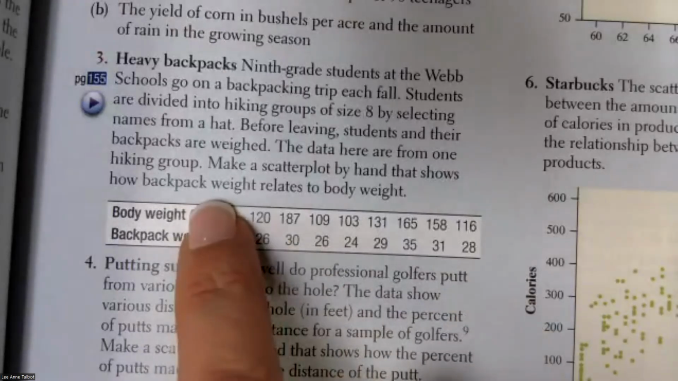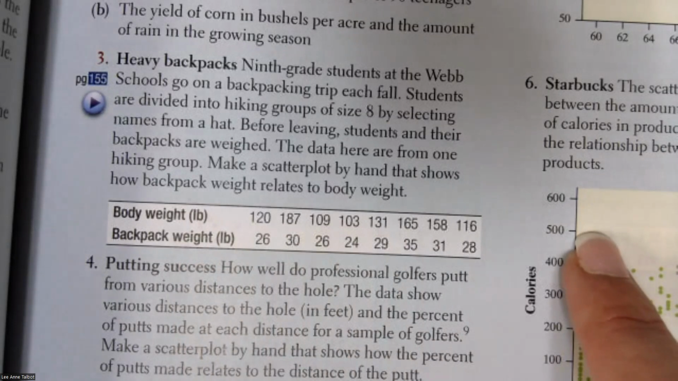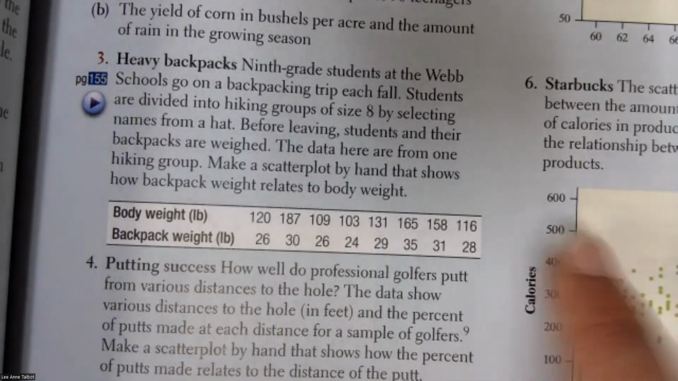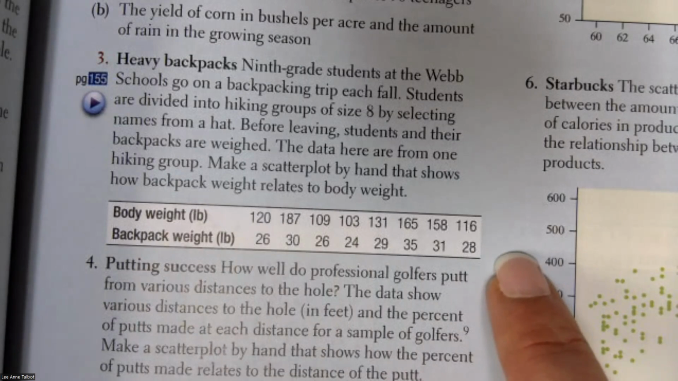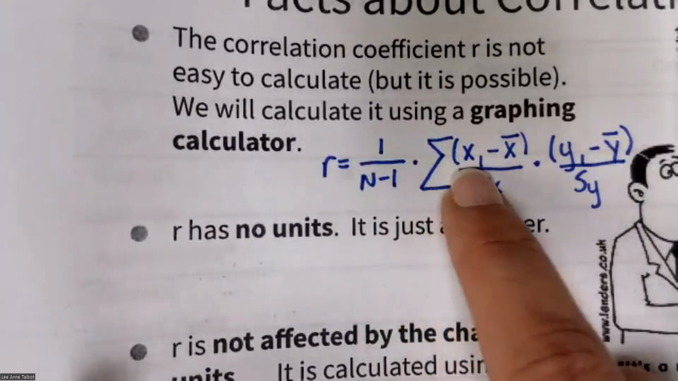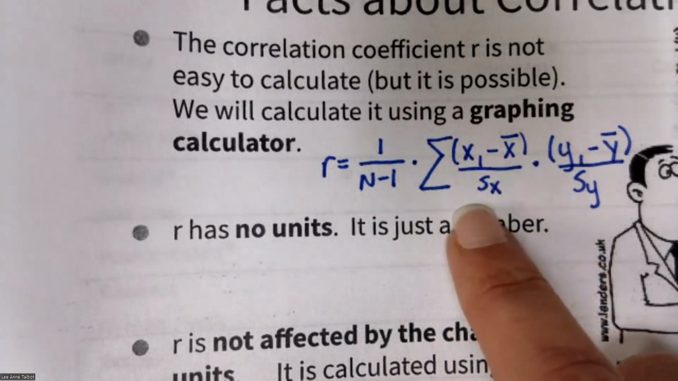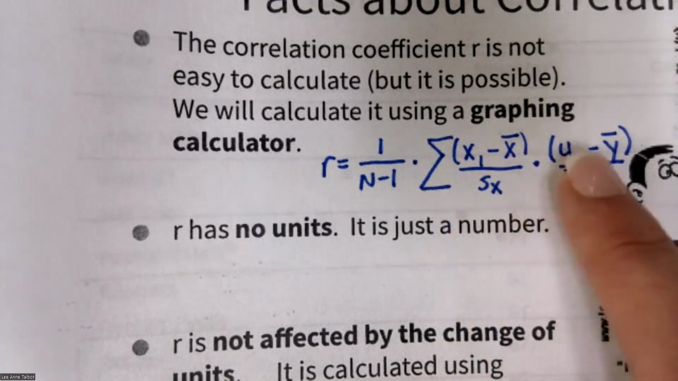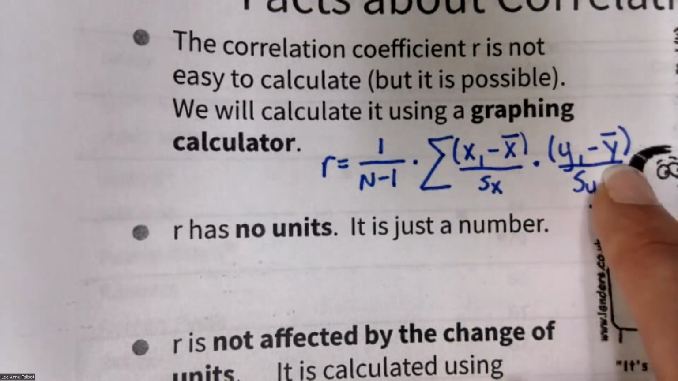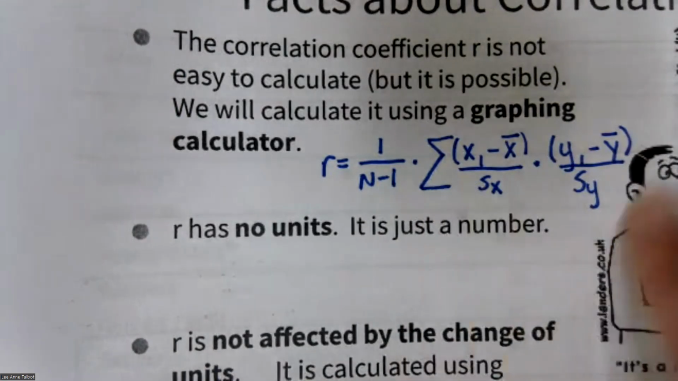I'm going to calculate the mean of the x's and the standard deviation of the x's, and calculate the mean of the y's and the standard deviation of the y's. Then it would take each x minus the mean of the x's divided by the standard deviation of the x's, times each y minus the mean of the y's divided by the standard deviation of the y's, and add all of those together.